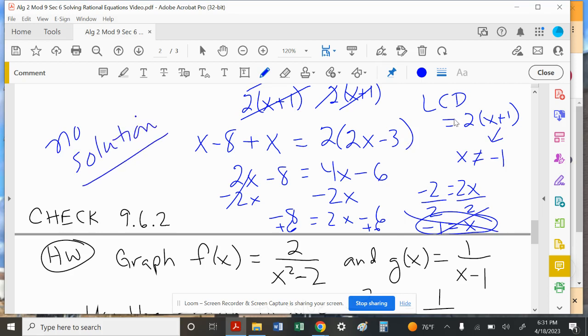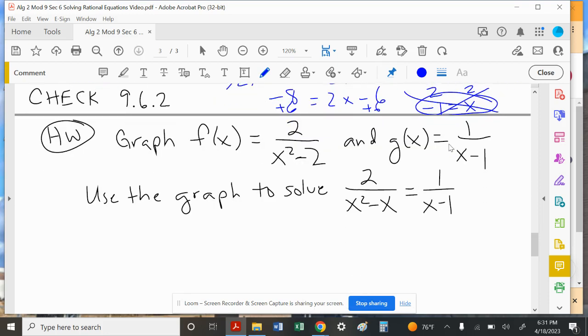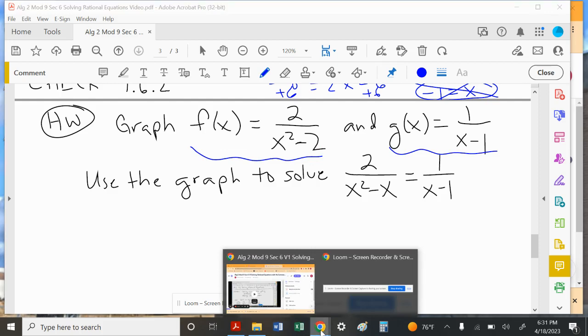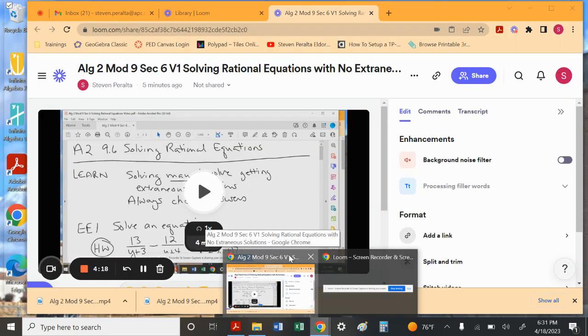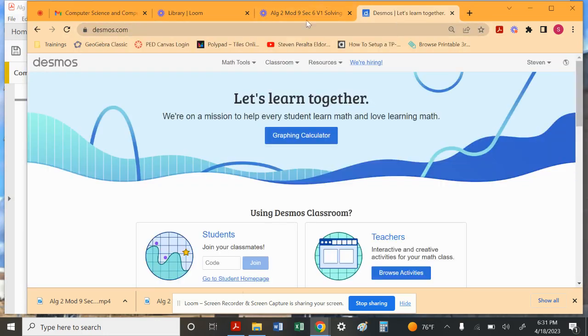Okay, and then finally, we're going to graph. So graphing these kinds of equations, it says graph these two separately. So we're going to go over to DESMOS.com. We hit DESMOS, type it in, of course. We're going to log in.